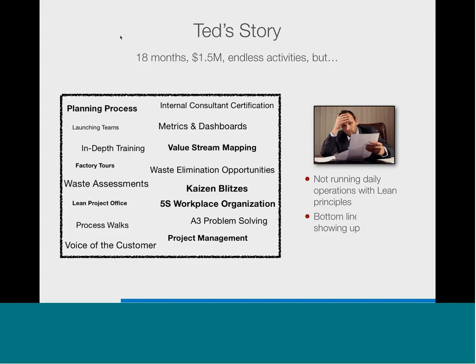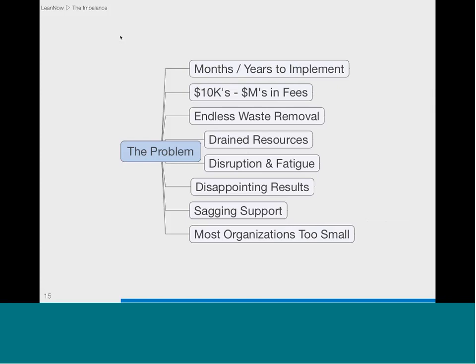So what happens to these organizations that use the manufacturing model and do all this front-loaded work before they ever get to the point where they can manage with lean principles is they're taking months to do this. They're spending millions in fees, endless waste removal loops, draining the resources of the organization. In Ted's case, he had 20 people in his project office and over 200 people in the organization were actually assigned to be on different lean teams around the organization. So a huge resource drain for the organization. Disruption and fatigue for the organization. It's difficult to do their regular work when they're spending so much of their resources doing lean.